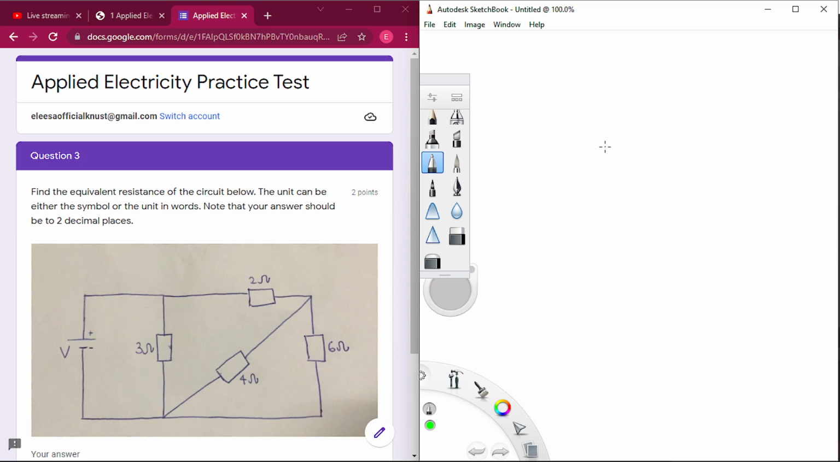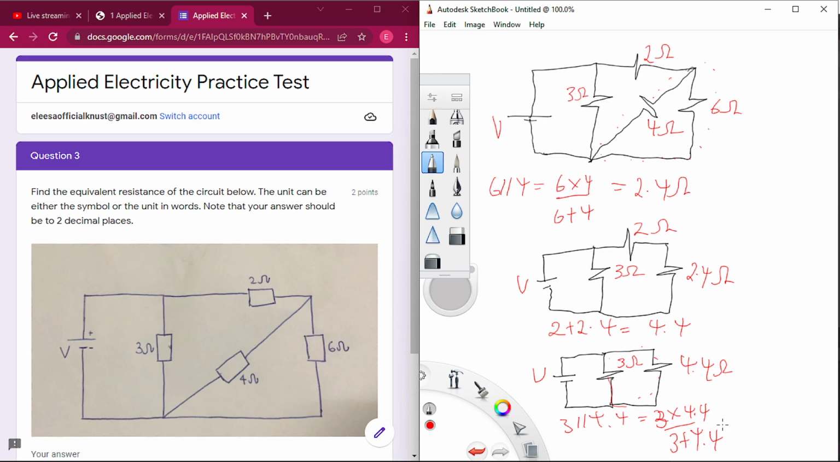So this is 4.4 ohms, as we've seen, and then 3 ohms. And as we can see, they are parallel connected. So the effective resistance of this circuit is now 3 parallel 4.4, equal to 3 times 4.4 over 3 plus 4.4. Then put that into a calculator, and it gives us 1.784. I said we should leave it in 2 decimal places, so we have 1.78 ohms.